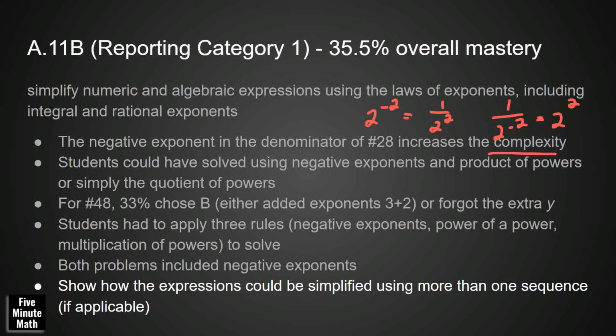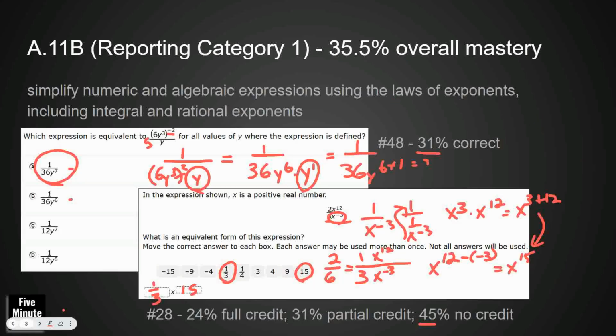And as I showed you on that first one, we could have solved using the quotient of powers. That would have been one step. We could have done a negative exponent, the product of powers. And then 33% of the students chose B. That's the one that we were kind of circling around, 33%. That's more than chose the correct answer of 31%. So they got really, really close.